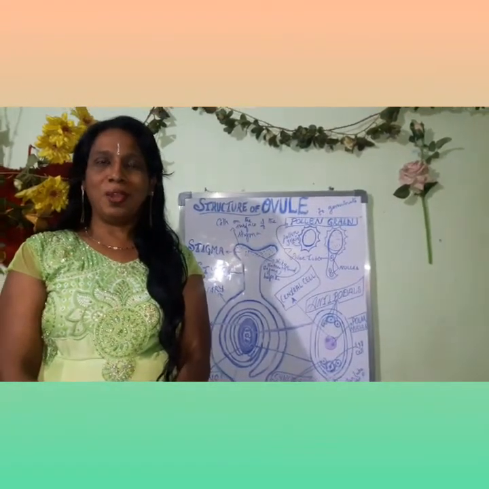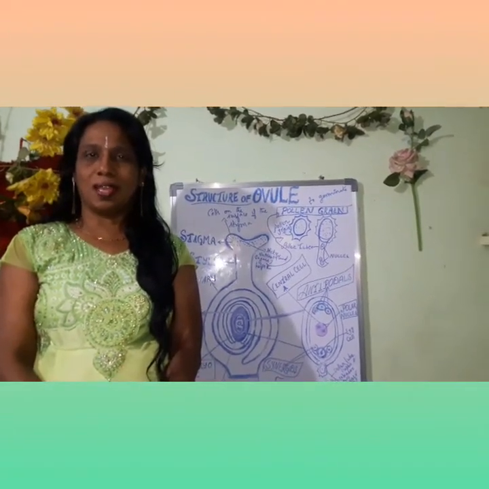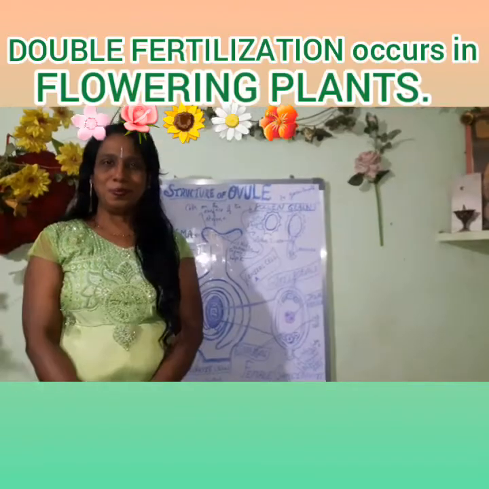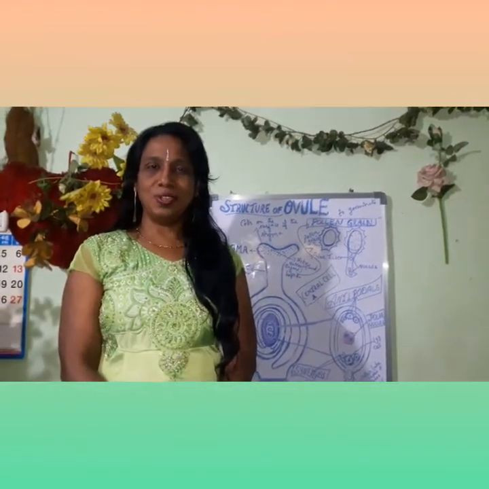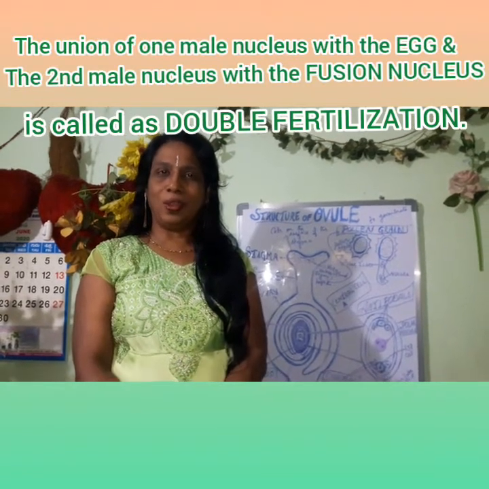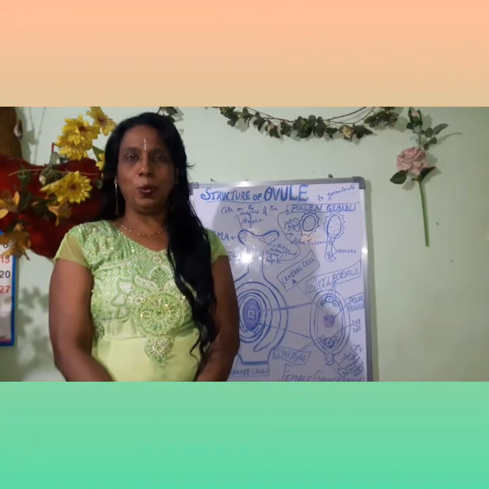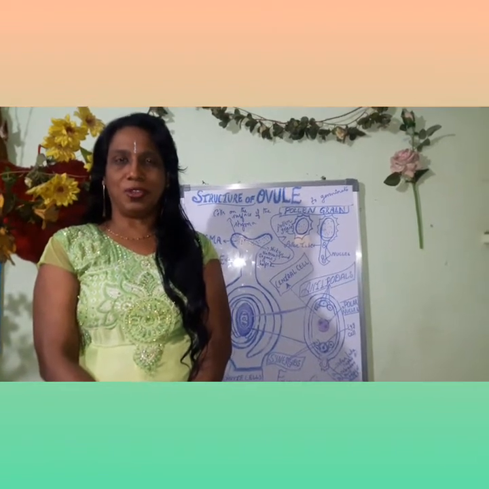Union of one male nucleus with the egg and the second male nucleus with the fusion nucleus is called double fertilization. Double fertilization occurs in flowering plants. What is double fertilization? The union of one male nucleus with the egg and the other male nucleus with the fusion nucleus. After double fertilization, the ovule increases in size rapidly. This is because the endosperm provides the food materials for the ovule to develop into a new embryonic plant.